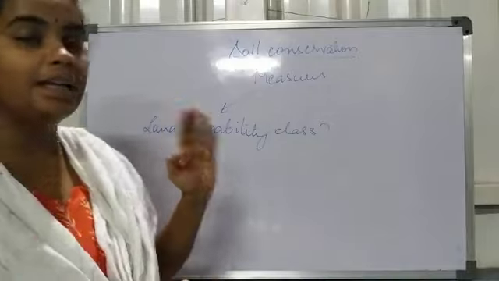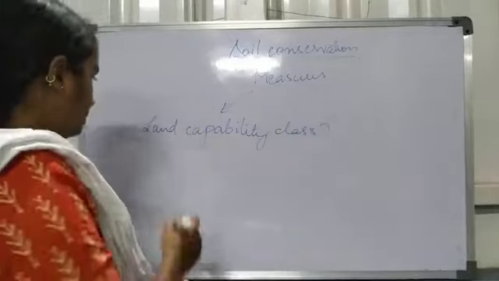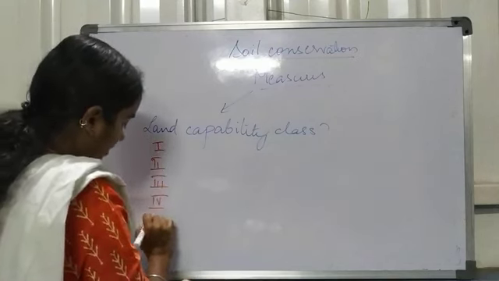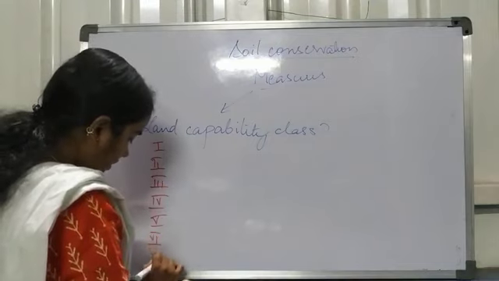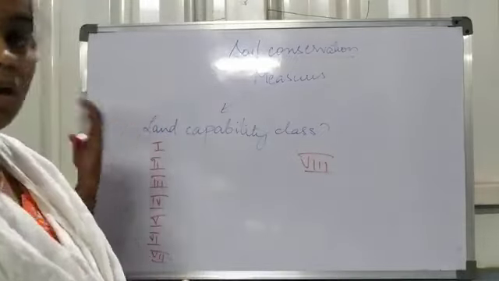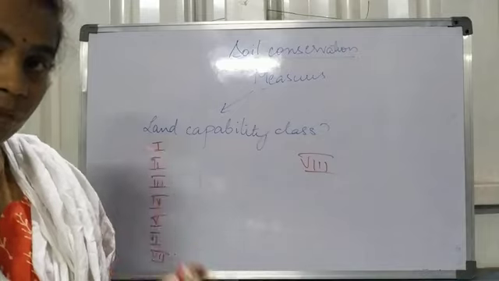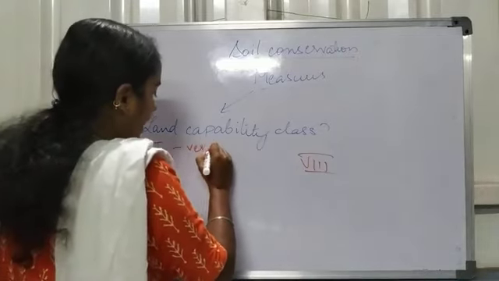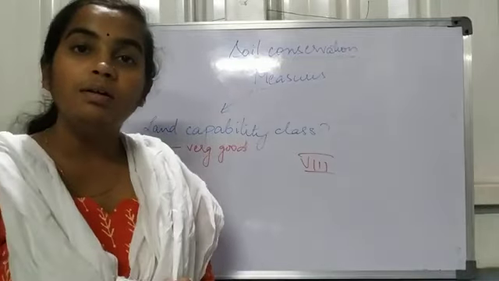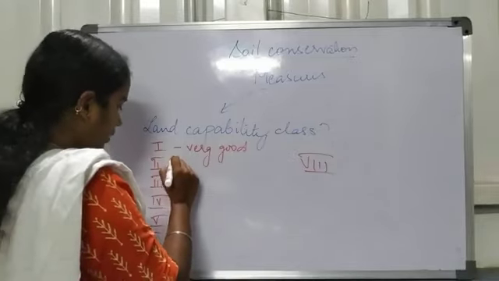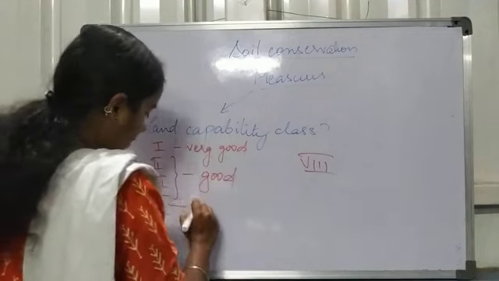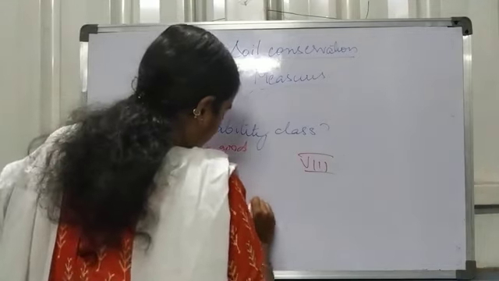So land capability classification has 8 classes, and each class is rated according to its capacity to go for cultivation. The first class is very good land, and we can go for any of the crops with all the irrigation facilities. The next two are good lands, moderately good, and this is okay type of land.